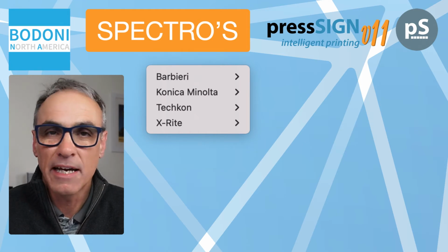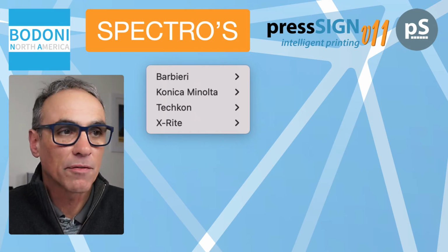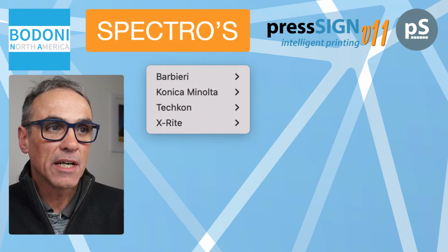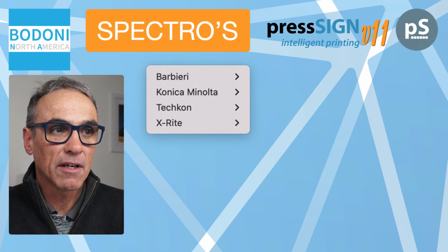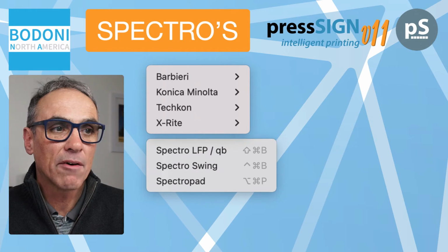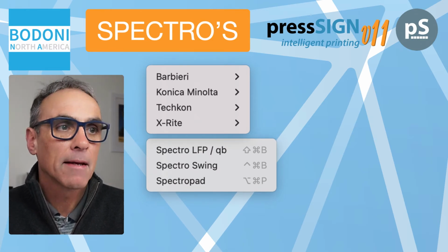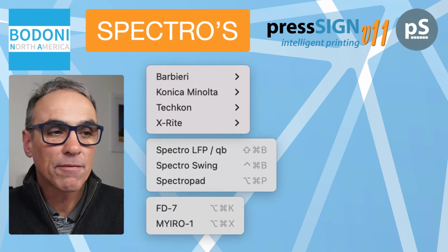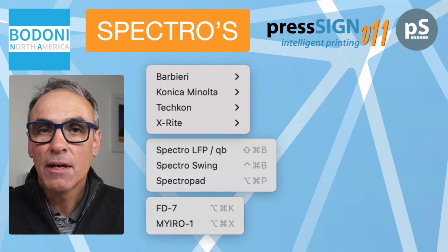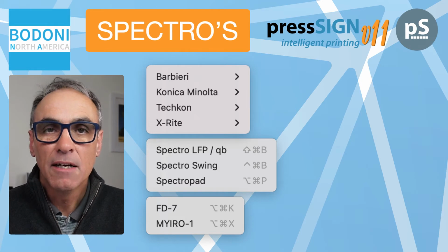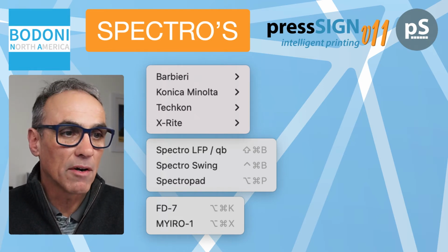but this will hopefully help you clarify which spectrophotometers are supported at this moment in time. So we currently support Barbieri, Konica Minolta, Techkon and X-Rite. So from Barbieri we support the Spectro LFP, Swing and Spectro Pad. Konica Minolta, we support the FD-7 and the Mirro 1. The Mirro 1 is also currently being supplied by Techkon, certainly in the USA. So you can get the Techkon version of the Mirro 1.